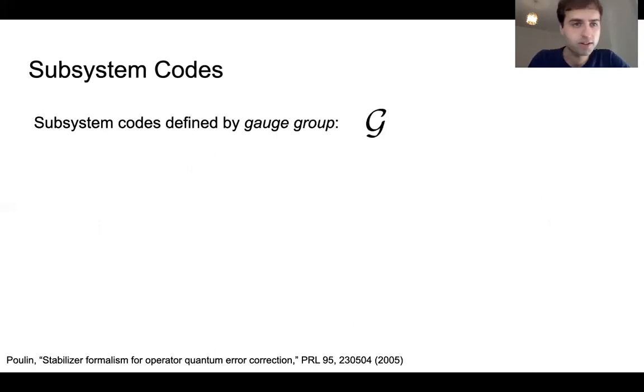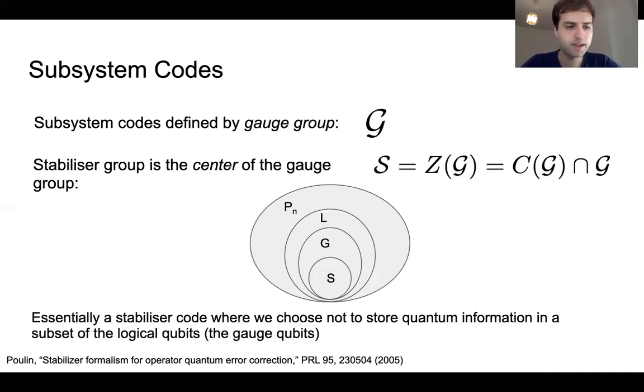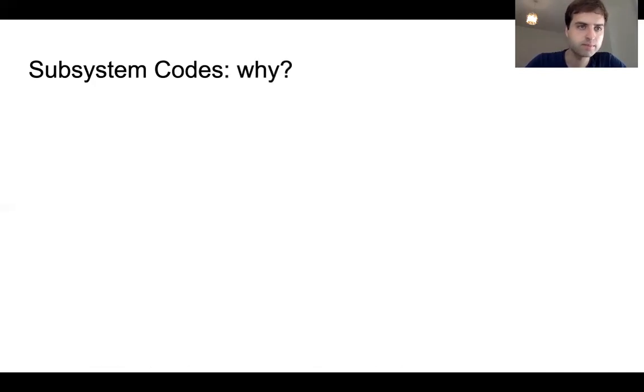Subsystem codes are a slight generalization of stabilizer codes. They're defined in terms of a gauge group, and the stabilizer group of a subsystem code is at the center of the gauge group. It's a set of Pauli operators that commutes with all elements of the gauge group and is also inside the gauge group. Essentially, you can just think of a subsystem code as being a stabilizer code where we choose not to store quantum information in a subset of the logical qubits. And the logical qubits that we don't use are called the gauge qubits.